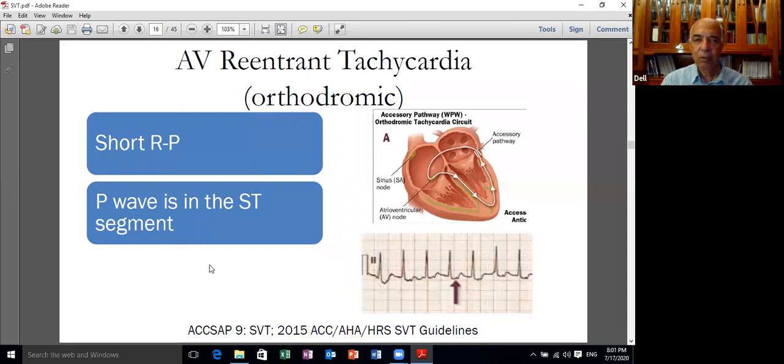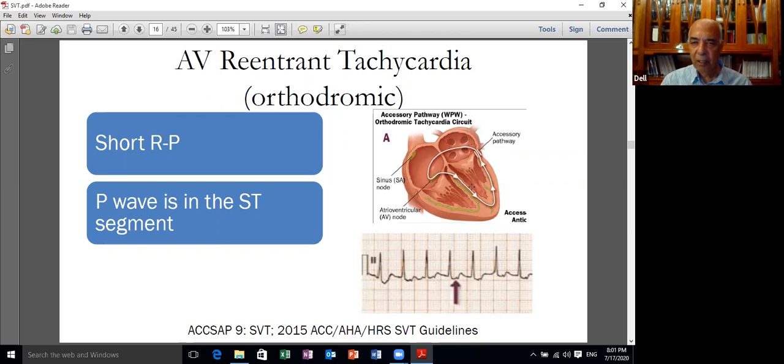As I said, two types: orthodromic, in which the impulse goes down the AV node through the fast pathway, activates the ventricle, and then goes up the accessory pathway. The accessory pathway is located anywhere around the mitral ring or around the tricuspid ring, and usually goes from the corresponding ventricle to the ipsilateral atrium.